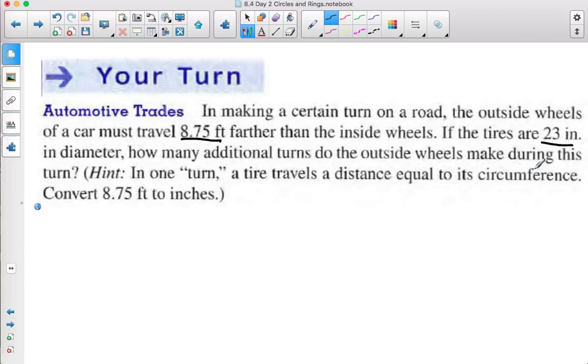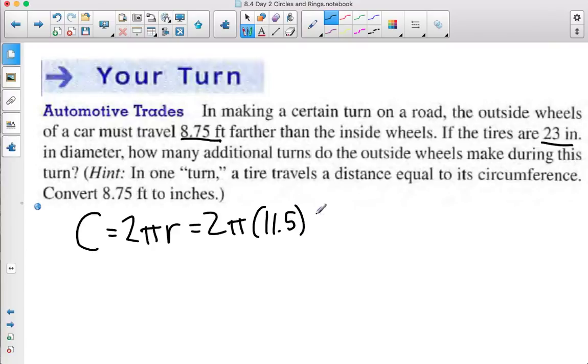Okay, welcome back. Let's go over it. So the first thing it says is that the car travels 8.7 feet farther. Well, the first thing we should figure out is how far does the car actually move each time the tires just spin once forward. So it told us that the tires are 23 inches in diameter. That means in order to find how far they travel, I need to find the circumference of the tires. And the circumference is 2 pi times the radius. The radius of the tires is half of 23, and half of 23 is 11.5.